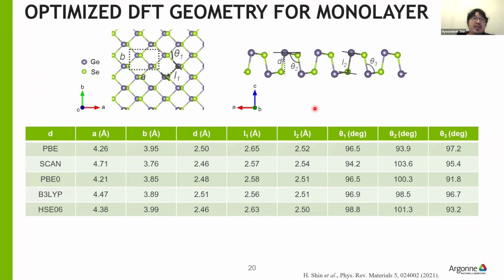So here is a table of the optimized DFT geometries for the monolayer using various exchange correlation functionals, including the well-known PBE, SCAN, and the hybrid functionals. Here we clearly see that the relaxed geometry varies strongly depending on the exchange correlation functional used in the study. So it is hard to confirm which is the optimal geometry for these monolayer systems.